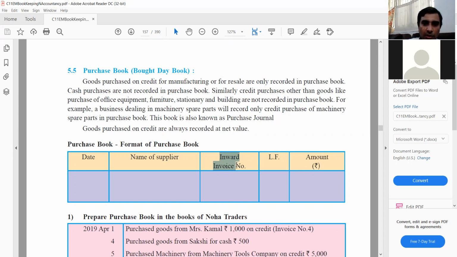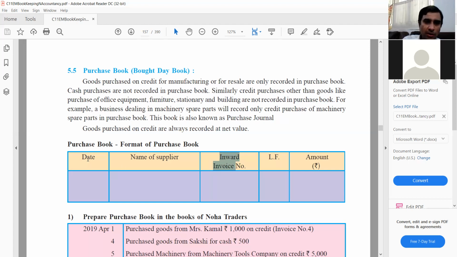So when he receives goods, when they have been purchased, he will issue an inward invoice. He receives an inward invoice and he will record that. So that invoice number is what is mentioned here. The invoice is sent by the supplier along with the goods, right? So it's simple: date, name of the supplier, invoice number, ledger folio will be blank, and the amount. Ledger folio will be filled in later on once the postings are done to the ledgers. So there's nothing much in theory to talk about.